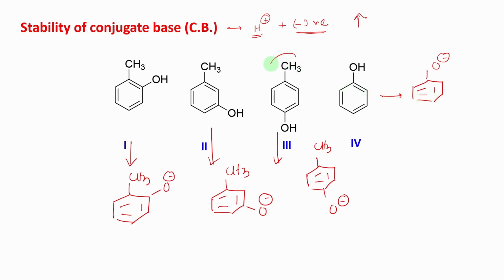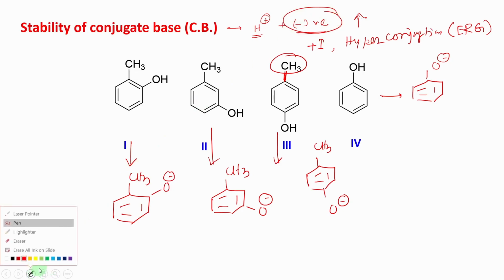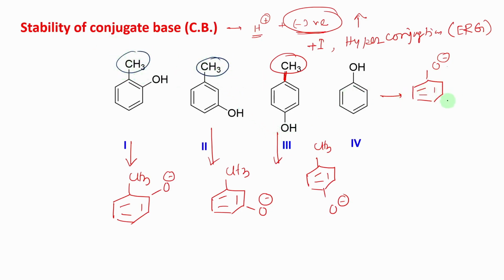Now, what is the nature of this methyl group? This methyl group shows the plus I effect and hyperconjugation. Plus I effect means donation of electron density through the carbon-carbon sigma bond. Both are electron releasing, or electron donating, effects. We know that the conjugate base is a negatively charged species. So by logic, if the compound has an electron withdrawing group, this conjugate base will be more stable. If the compound has an electron donating group like methyl, the conjugate base will be less stable. So from this logic we can say option 4, phenol, is the most acidic.